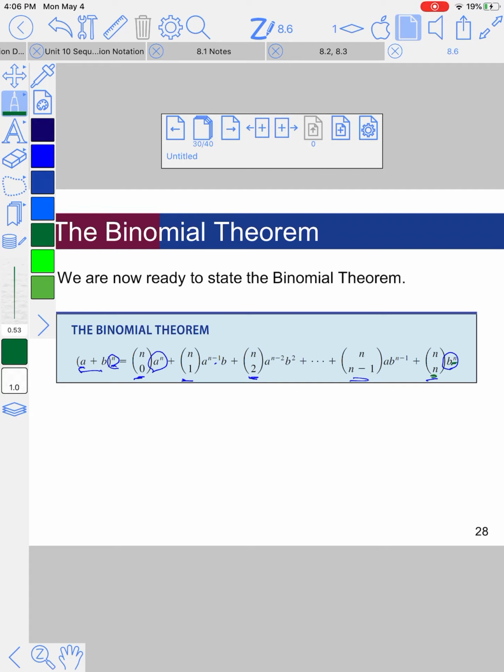This n here is exactly the same. n minus 1, n minus 1, 2, 2. That b is 2, a 1. So the n on top is the exponent. The 1 on the bottom is what your b is. And we're ready to rock and roll.